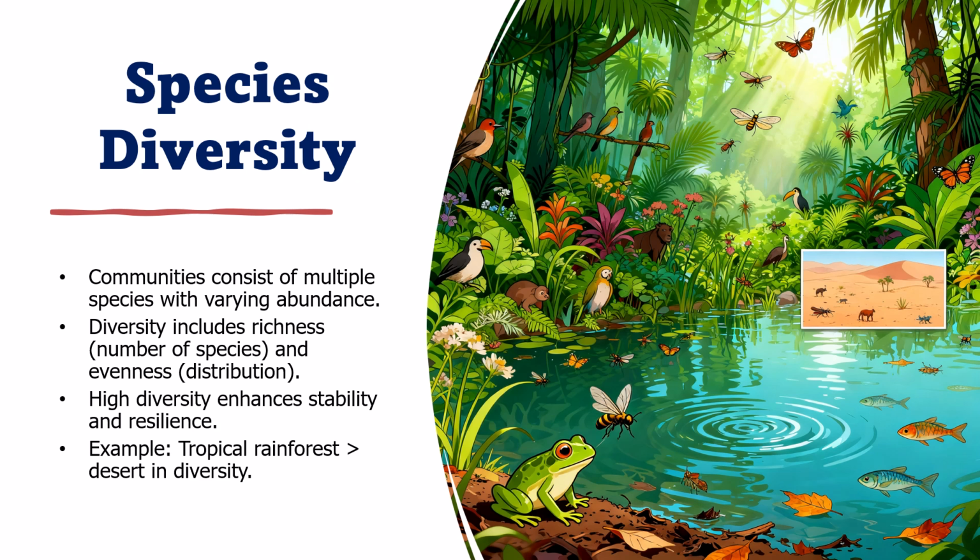For example, tropical rainforests contain enormous diversity compared to deserts, which are relatively species poor. By studying species diversity, ecologists can better understand ecosystem health, sustainability, and the ability of communities to adapt to change.